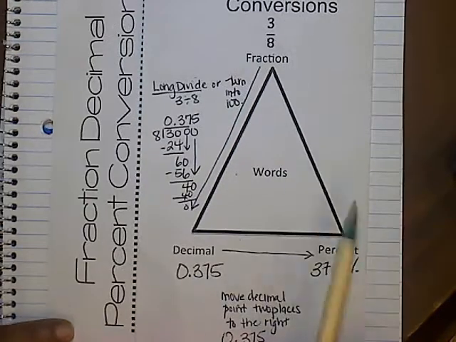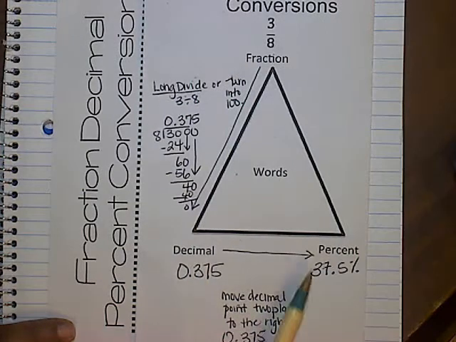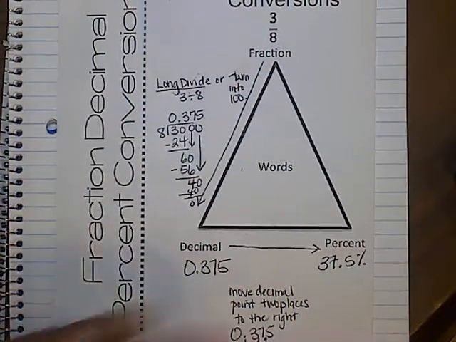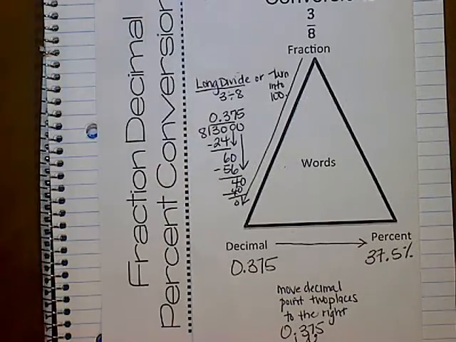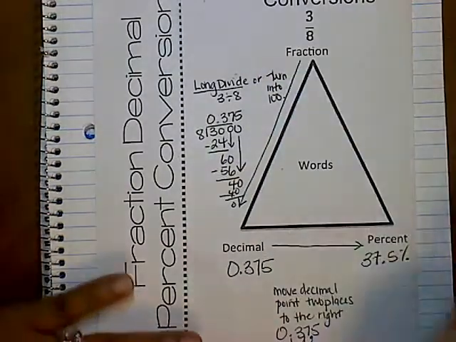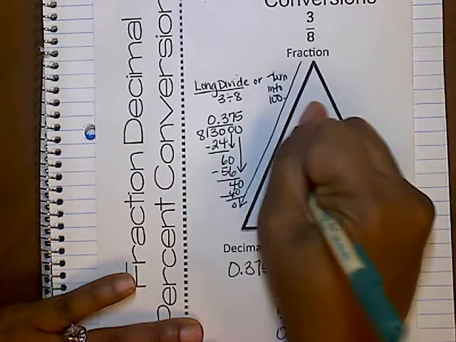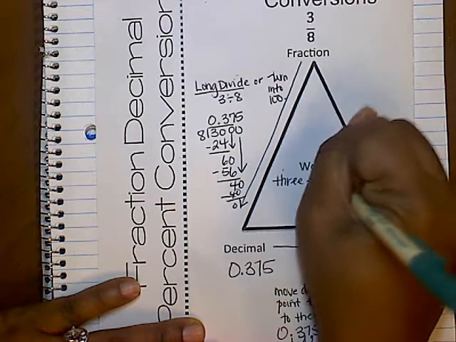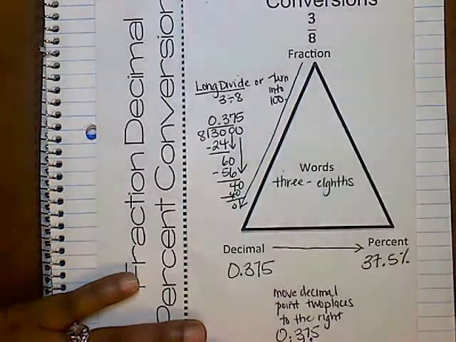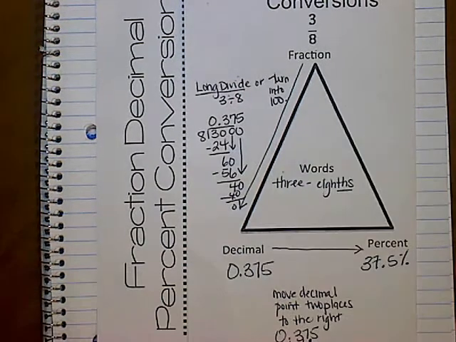And so we're almost done here. We have our fraction, we have our decimal, we have our percent. So now we want to make sure that we have our words. And so we always write the fraction as words. So we're just going to put 3/8. Remember, you have to have that piece, so don't forget that piece.